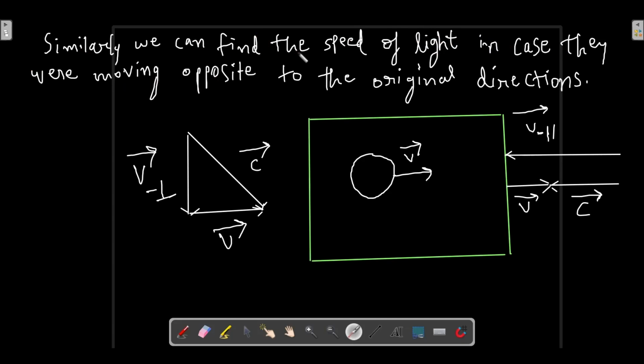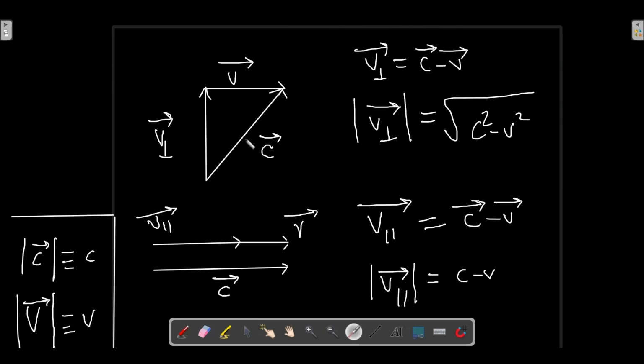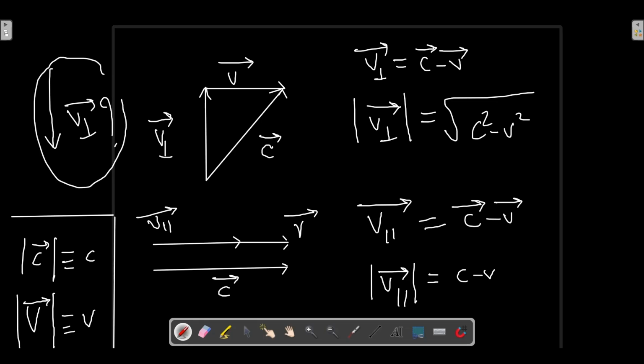They were moving opposite to the original directions. So suppose this V perpendicular, instead of moving in this particular direction, that is upwards, is downwards instead. Then what will happen? This is the thing which one needs to find out.